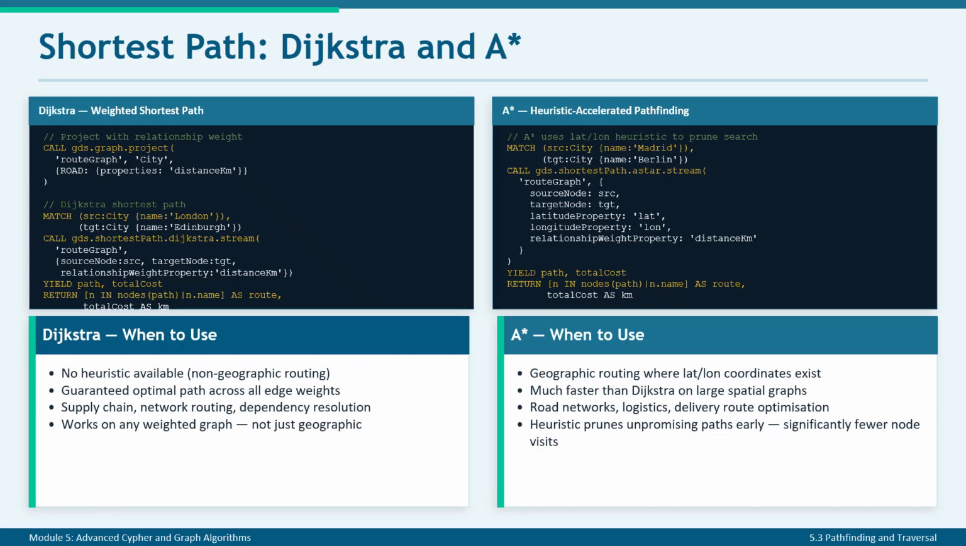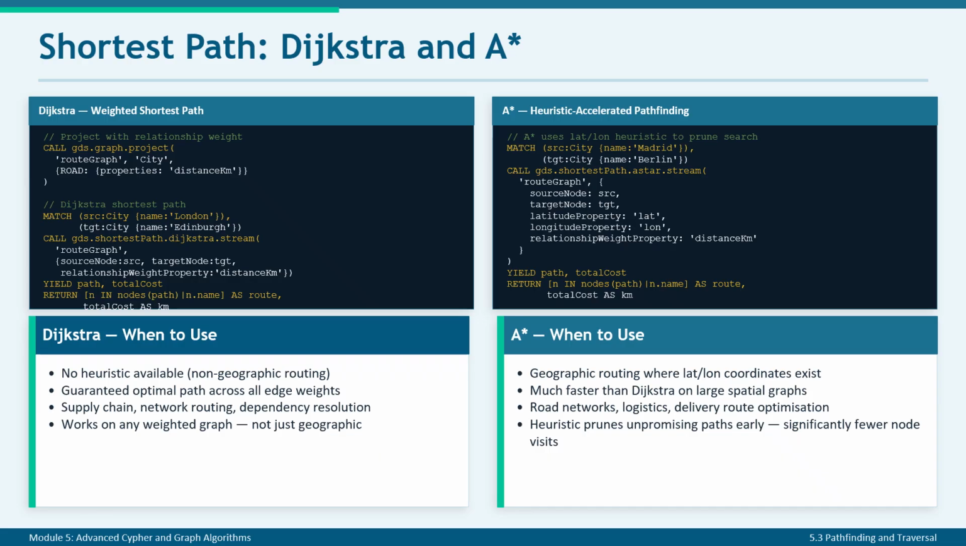The left block shows Dijkstra. You project a city graph with a road relationship type that carries a distance kilometers property. Then you find your source and target nodes by name. Call gds.shortestpath.dijkstra.stream and specify the weight property. The result includes the path itself and the total cost. You use nodes on the path to extract the city names in order.